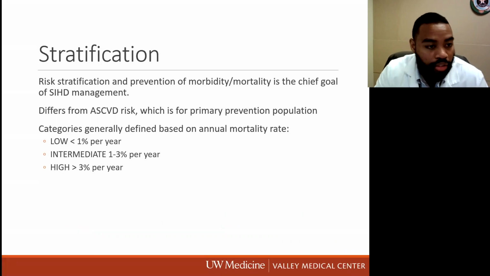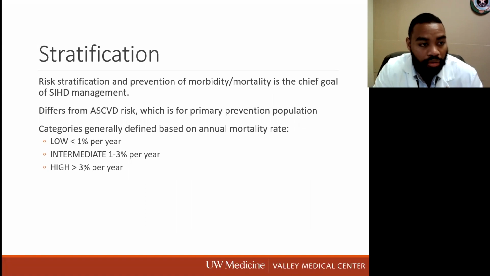So in terms of stratification, the goal of risk stratification is the prevention of morbidity and mortality for our patients. This is important to distinguish from ASCVD risk, which a lot of our primary care physicians do already. That is primary prevention. When we talk about risk stratification, we're talking about patients with established coronary disease, and we're trying to reduce the risk of recurrent events. With ASCVD, we're taking into account potential risk factors in the way of diabetes, hypertension, everything but coronary disease, to estimate the risk of developing these conditions down the line.